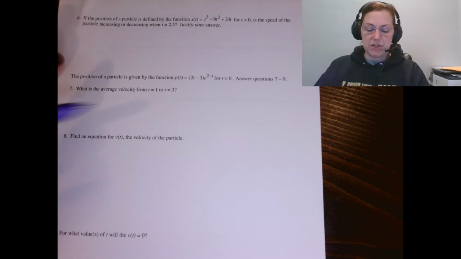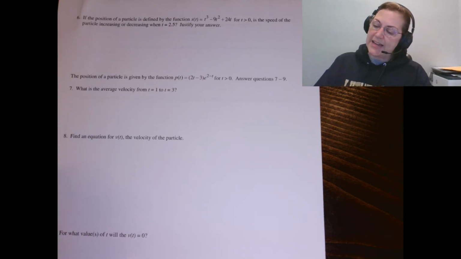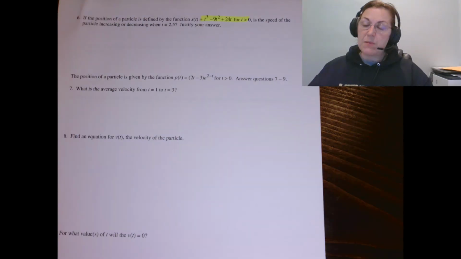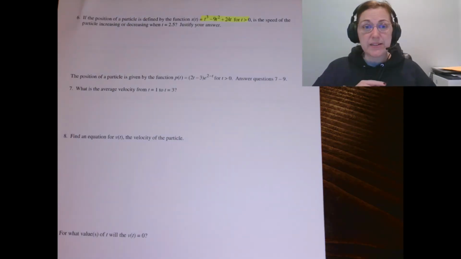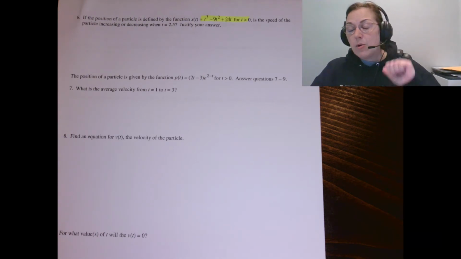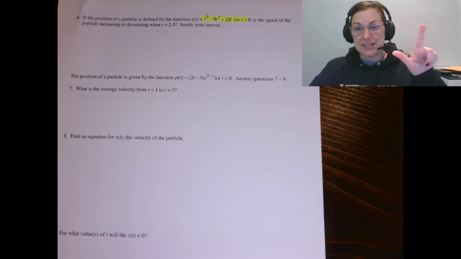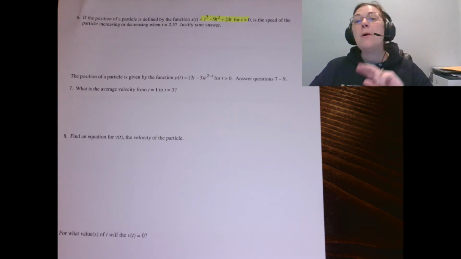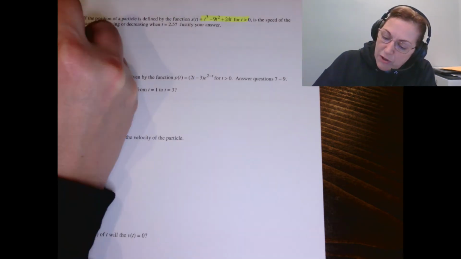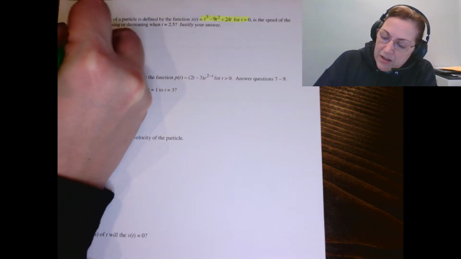We have the position defined as this function. And we want to know if the speed is increasing or decreasing when t equals 2.5. Now remember, speed is increasing when velocity and acceleration have the same sign. Speed is decreasing when they have different signs. So let's begin by finding the velocity. That would be the derivative.